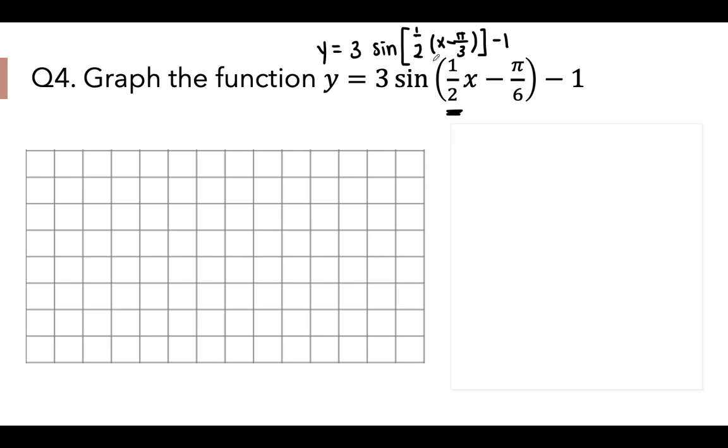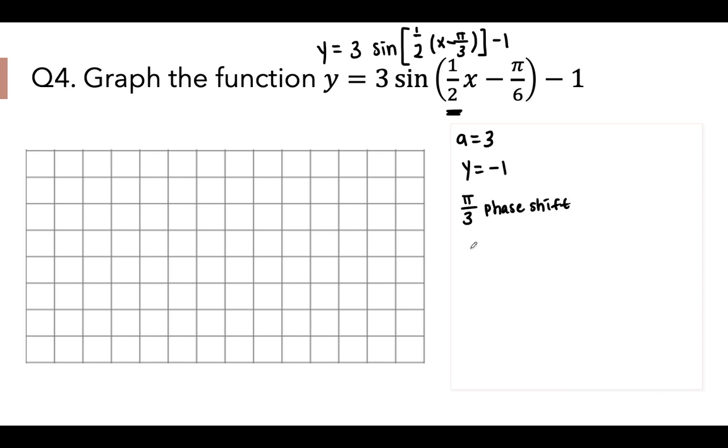Then you can start writing all the characteristics. Amplitude is 3. The equation of axis is y is equal to negative 1. We do have a phase shift, which is, we're not looking at the original, we're looking at the factored form, which is x minus pi over 3. When I take it out of the bracket, you turn the sign. So pi over 3 is the phase shift, which is, I'm going to write phase shift, positive.